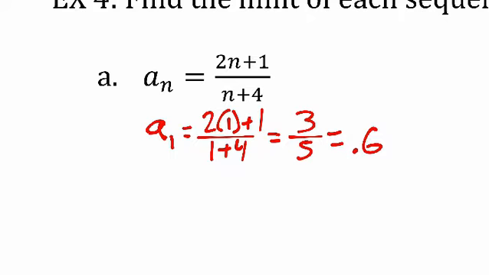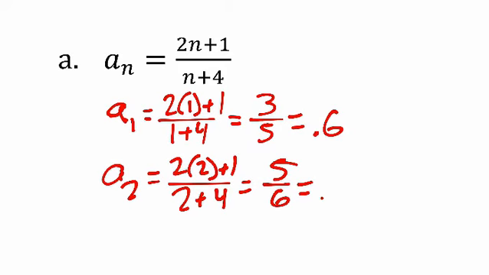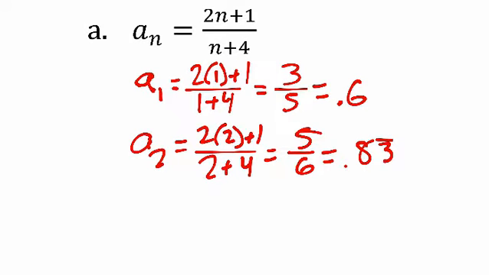Now, just for kicks, I'm going to put that as a decimal. If we plug in a sub 2, we'll do 2 times 2 plus 1 over 2 plus 4, so just replacing the n's with 2. We end up with 5 over 6, which as a decimal is 0.83 repeated forever.